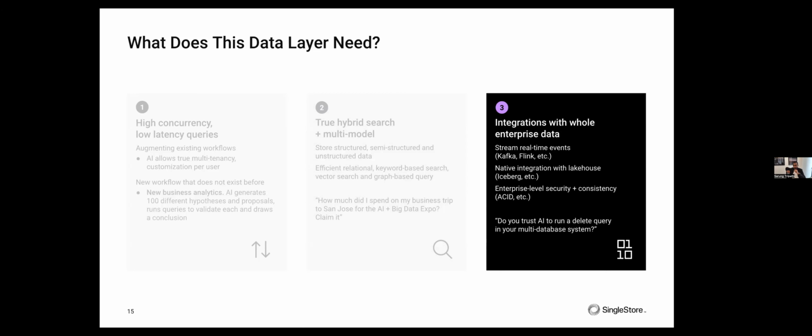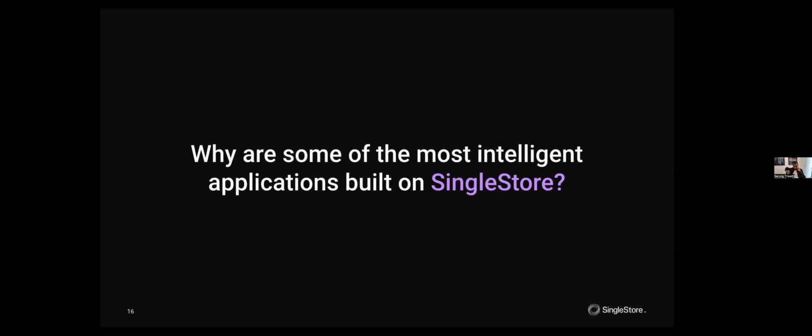The question I would ask here is, if an agentic app or an AI agent runs a delete query on your AI application, and it has to go across 5, 7, 8, 10 different databases to do that, do you trust it? Or would you rather it come to a single operational data layer and run its operations, transactional and analytical operations, with high fidelity in a single database system?